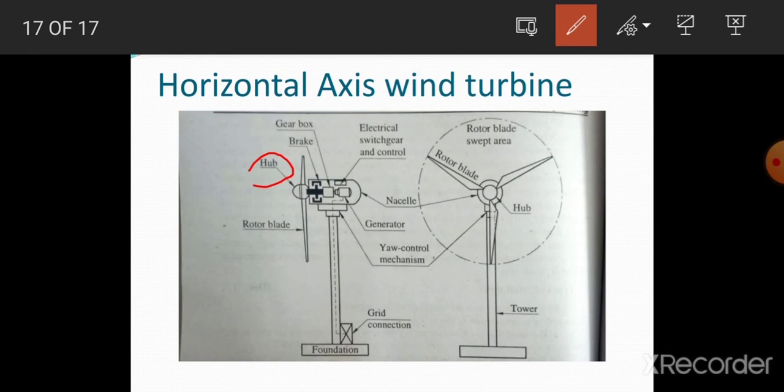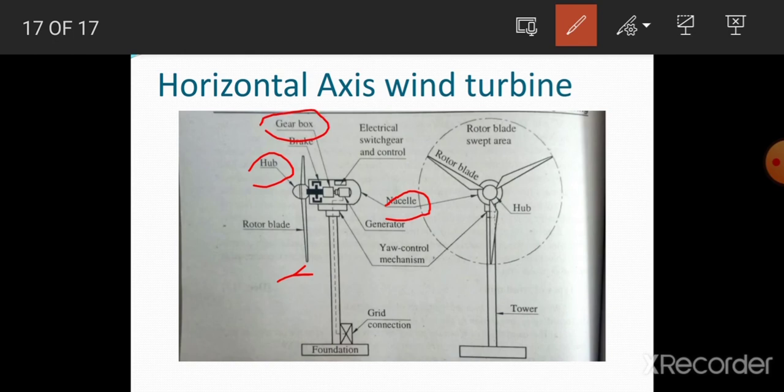Then the next component is the nacelle. So what is the nacelle? The nacelle houses the generator, the gearbox, the brakes, the hydraulic system and the yawing mechanism. The nacelle is placed at the top of the tower and linked with the rotor. Then the power transmission system: the mechanical power generated by the rotor blades is transmitted to the generator through a gearbox.